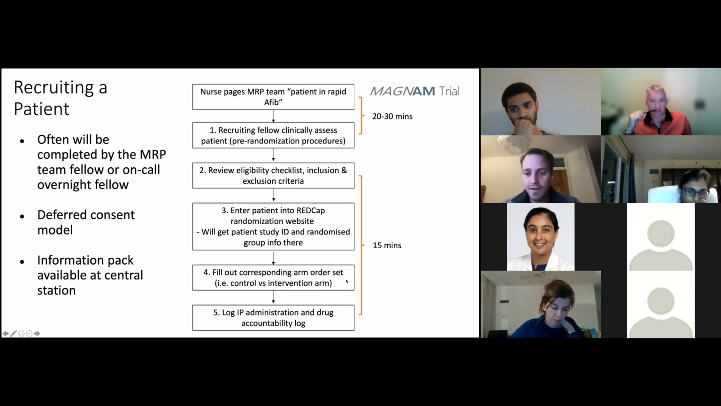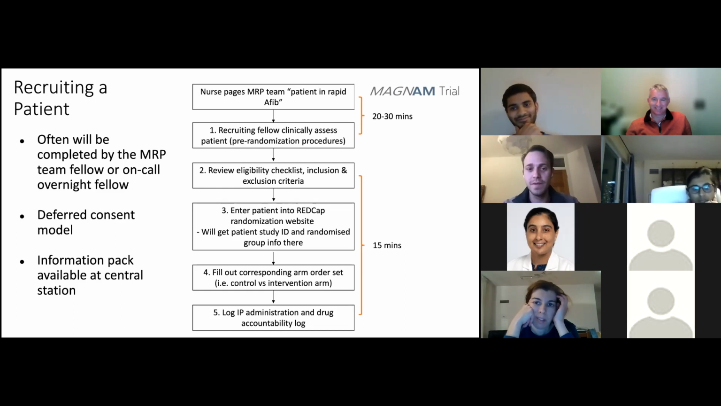And then after they fill the order set out, for the intervention arm, they would have to log the number of the intervention drug. So this is basically the number of the magnesium vial that's given. And this is just the first dose, the high dose magnesium, because that's the intervention dose. And so you would write the corresponding pharmacy number down in the drug accountability log. So once people know what they're doing, at least we hope it's quite efficient to actually recruit a patient.